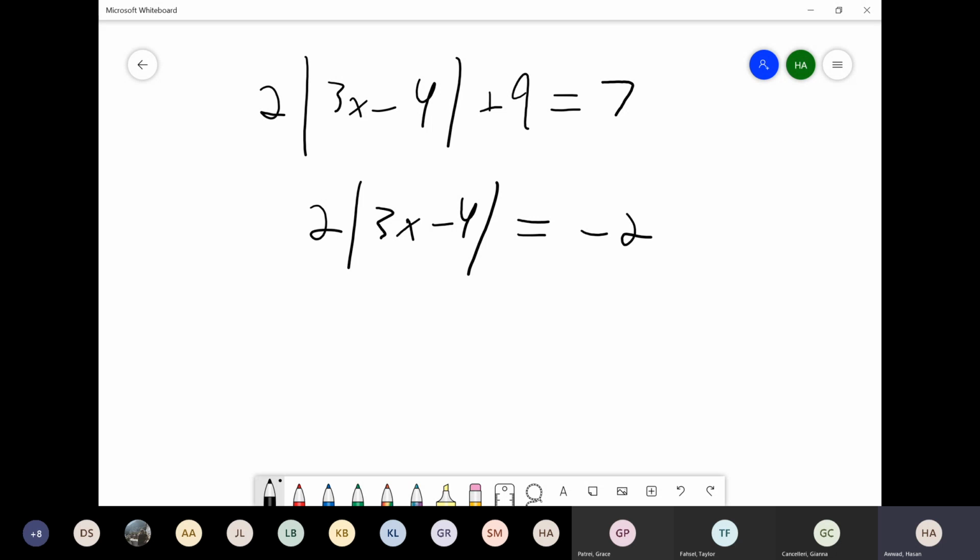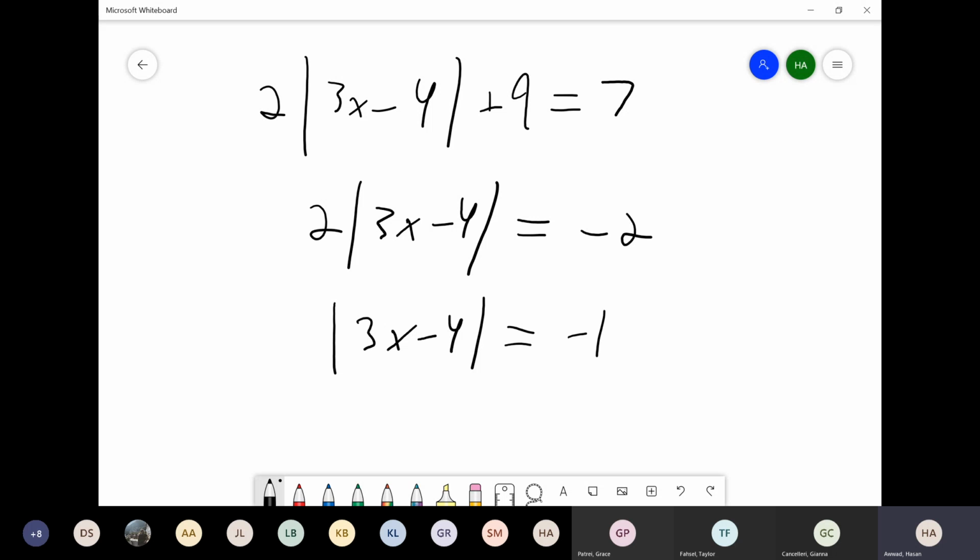Okay, so we have a negative 2 now. And once again, we have a multiplication tied to our absolute value. To undo multiplication, we're going to divide by 2, because that'll undo the multiple of 2. So dividing both sides by 2, we're left with 3x minus 4 inside the absolute value, and this is equal to negative 2 divided by 2, which is just negative 1.